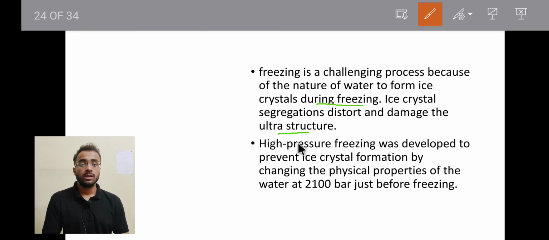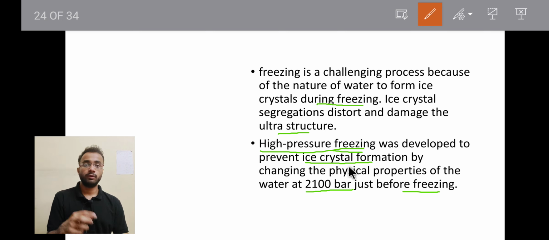So what we do is perform high pressure freezing, which was developed to prevent ice crystal formation. We freeze with high pressure on it, changing the physical properties of the water at 2100 bar just before freezing. So this is the process we have to follow while we perform cryofixation.